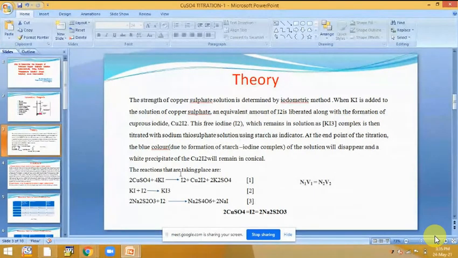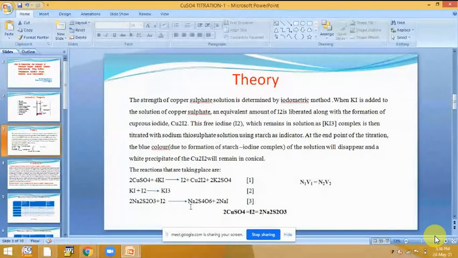So that's why the solution color changes from blue to white due to the Cu2I2, because KI is available in the solution mixture, but there will be no copper sulfate. So due to this Cu2I2, the solution becomes white in color. But since there is no iodine at the end of the titration, there will be no starch iodine complex. So that's why the solution color changes from blue to white.